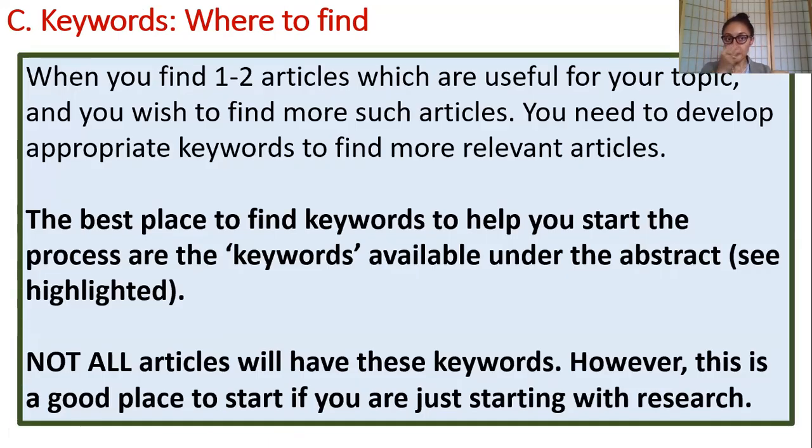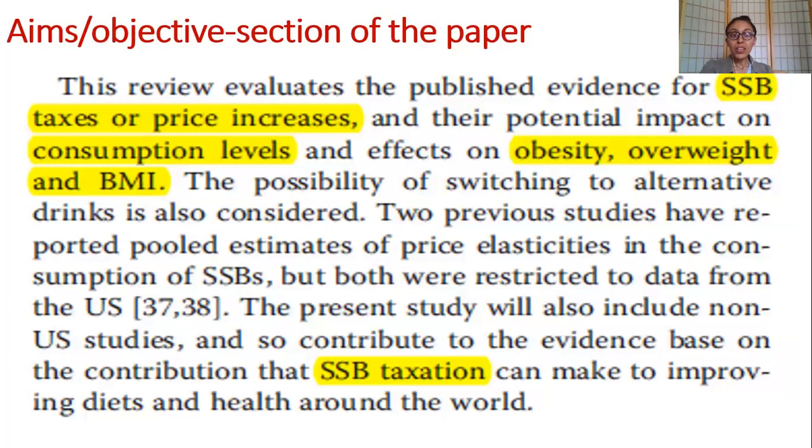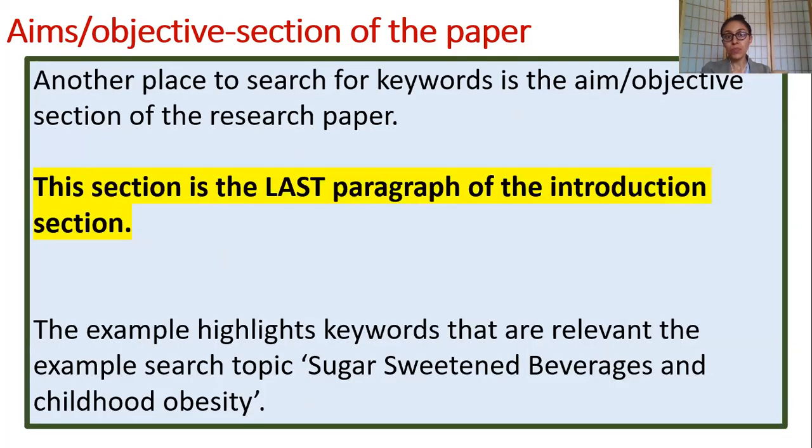The other place where I find keywords, I think it is in the coming slide, is the last paragraph of the introduction. This is something which I shared with you in the earlier lecture or tutorial. In the last paragraph of the introduction, where the aims or the objectives are written, that is where again you can have good keywords being generated. All right. So that is another space for finding relevant keywords. I have written over here the aims and objectives section of the paper, which is generally the last paragraph of the introduction, that is where again you will find more relevant keywords in your area of interest and research. Okay. So that is what's written over here.